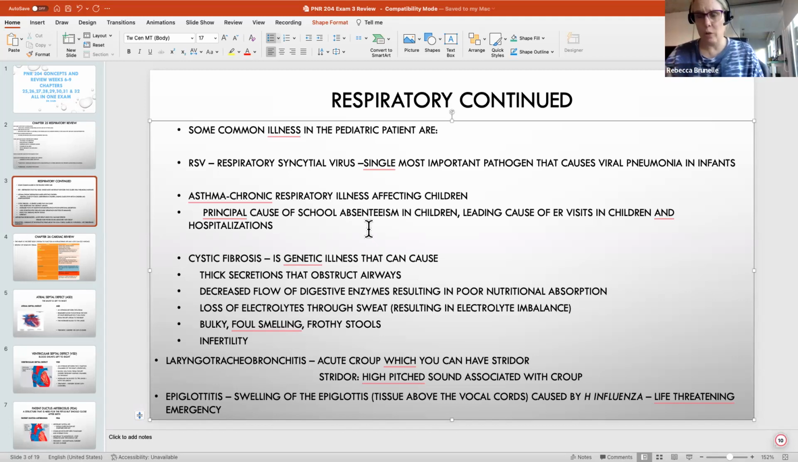Helping parents avoid triggers for asthma. All of those things are really important because it is a leading cause of absenteeism in school, and it also causes a lot of kids to get hospitalized.